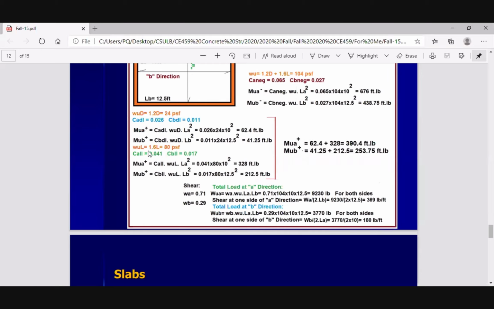Okay, then go and do it for the live load. Omega U live load is 1.6 times L. We have L on top here, so we can calculate it. Then go to the second table for the live load M positive. You can read these two numbers and do the same. And then what's the maximum M_U positive for A direction? M_U dead load at A plus M_U live load at A, add them together, 62.4, 328. That's the maximum M_U positive for this strip here. And for B direction, add the other two together.